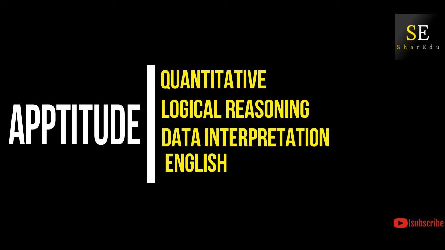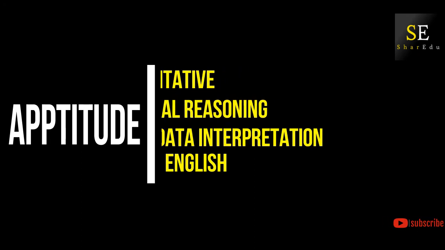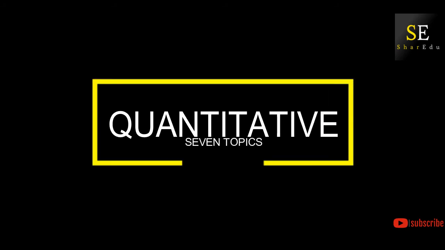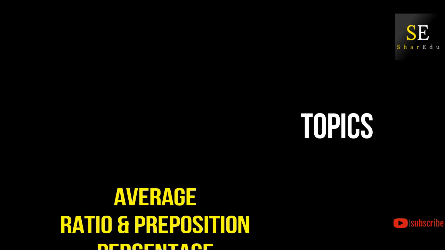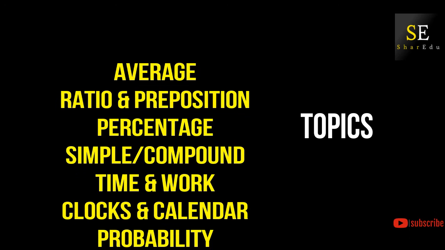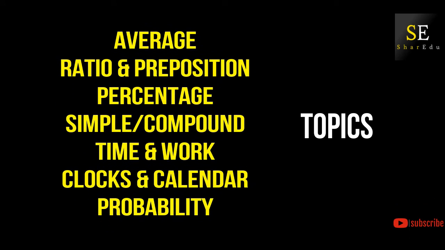So let's see what topics we need to cover under each one of these segments. For quantitative, we need to cover 7 topics. If you can cover all these 7 topics, then you are good to clear quantitative. So the 7 topics are average, ratio, percentage, simple interest, compound interest, time and work, clock, calendars, and finally probability. As I said, if you can clear all these 7 topics, then you are good to go for quantitative.